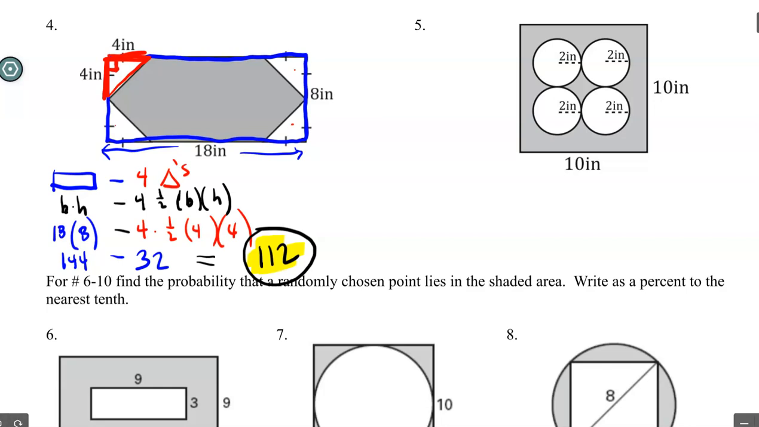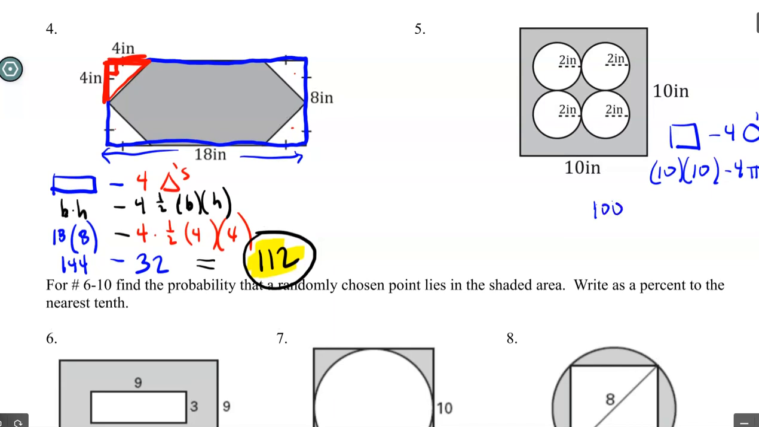All right, number 5. Again, I want the shaded area. I think I'm going to do the square, take away the 4 circles. The square is 10 by 10, because that's the base and that's the height. And 4 circles would be 4 pi r squared. So that's going to be 100 minus 4 pi, and it looks like each radius is 2. Doing order of operations, 2 squared is 4, 4 times 4 is 16. So the exact answer would be 100 minus 16 pi.